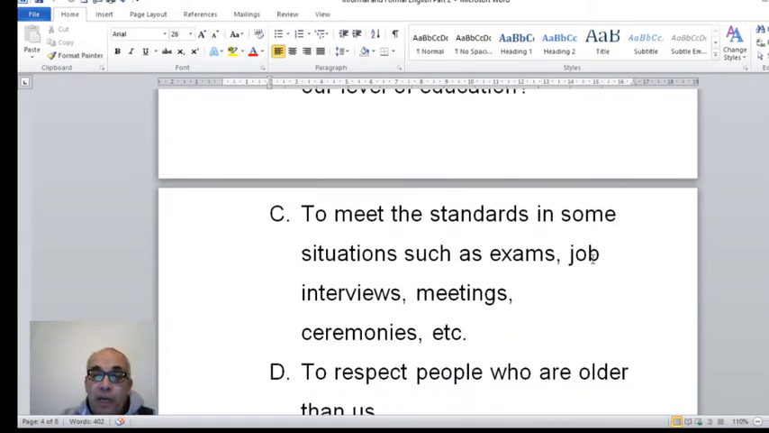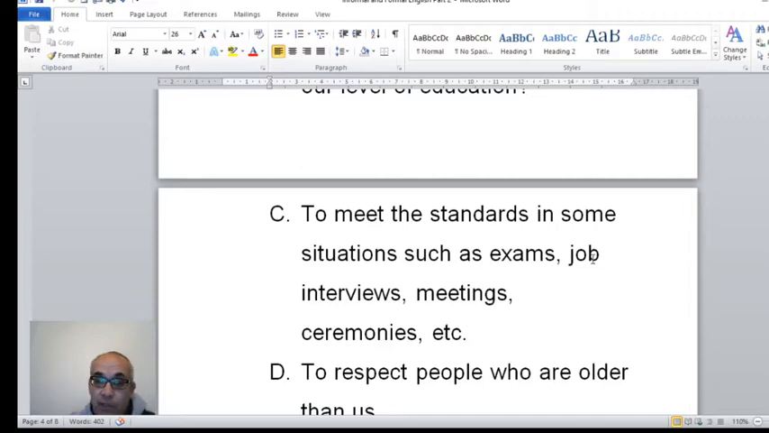We use formal English to meet the standards in some situations, such as exams. So when you take exams before university, at university, or after university, in these exams you must speak or write formal English. If you go to a job interview and you want a good job with good money, you need to speak formal English or standard English.